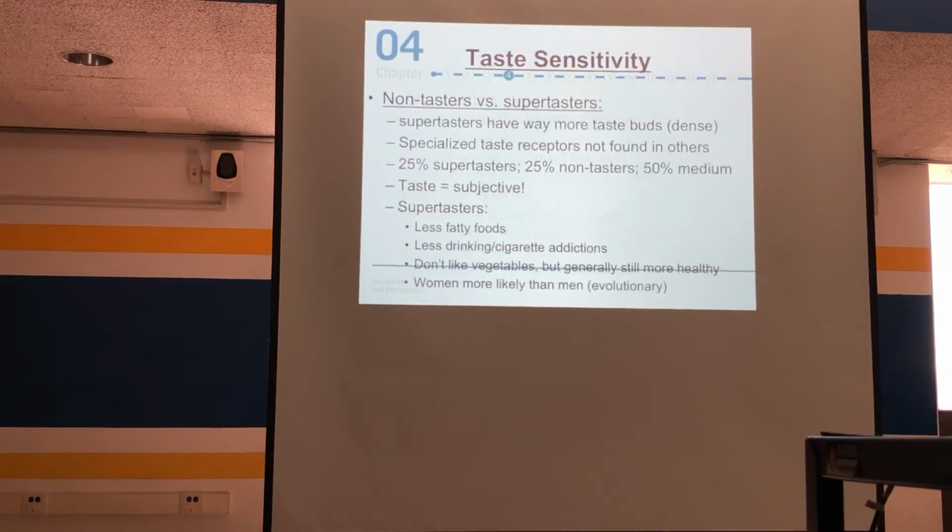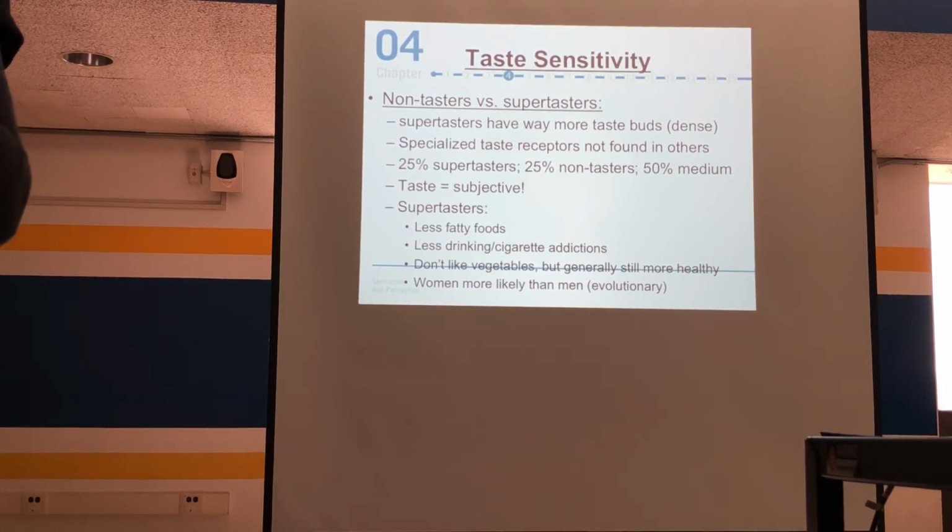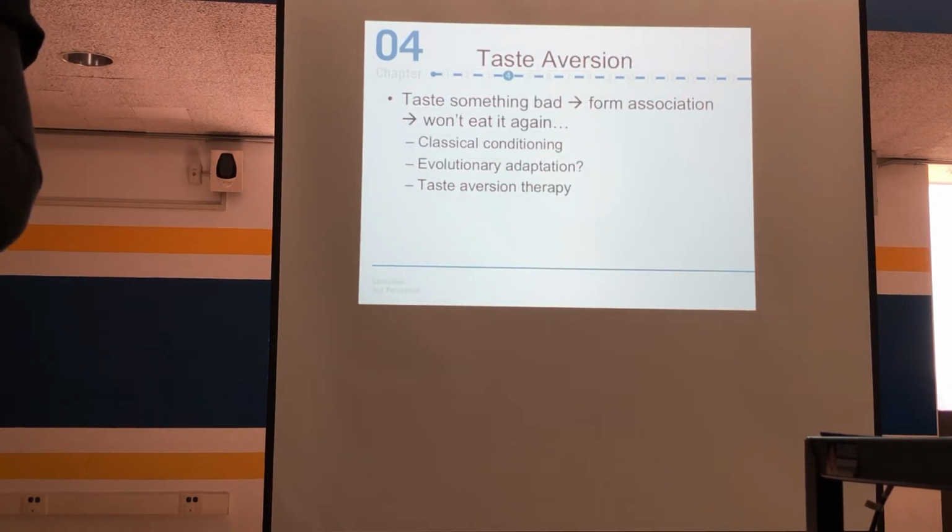Taste sensitivity. Who's more likely to be a super taster? Women. What do super tasters taste stronger? Sweet and bitter. That's right. Bitter, why? Poison, to prevent eating poison. And why sweet? Energy, high energy, survival type foods. Super tasters tend to be more healthy, but they eat fewer vegetables because of the bitterness, but they also do less of what? Drinking and smoking and eating fatty foods. Taste aversion: you could eat something bad one time, get sick, and never want to eat it again. It's a survival thing, right?